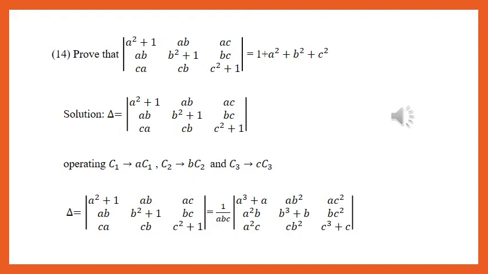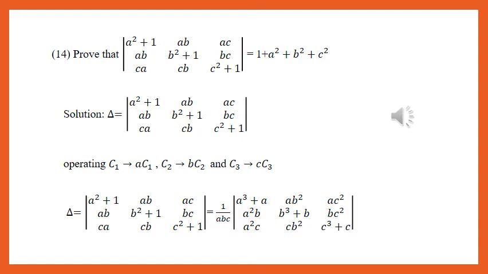If you multiply each element of a column, outside you must take 1 by that factor. Column 1 is multiplied by a, or multiply each element of the column by a. So outside it should be 1 by a. Otherwise the value will change. Similarly, C2 elements multiplied by b. So outside you must take 1 by b. Then C3 elements multiplied by c. So simply we cannot do it, the value will change. So outside we take 1 by c.